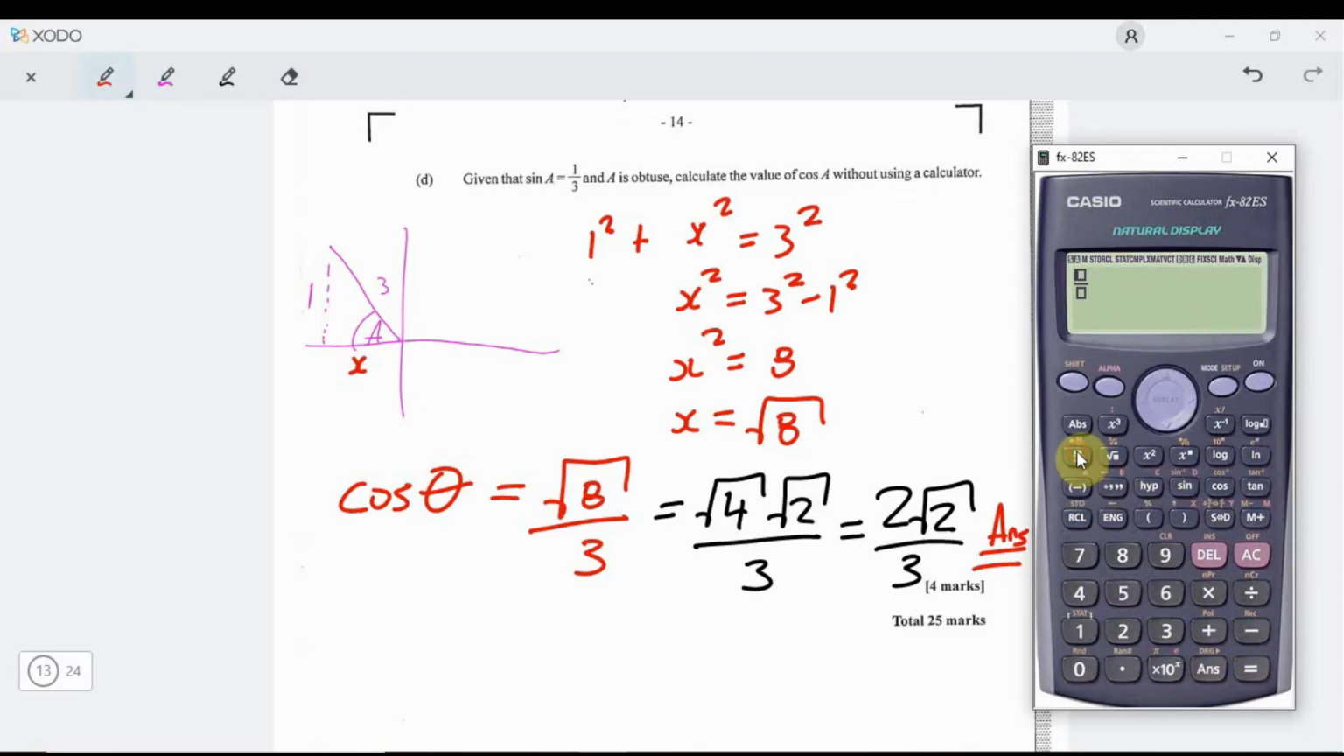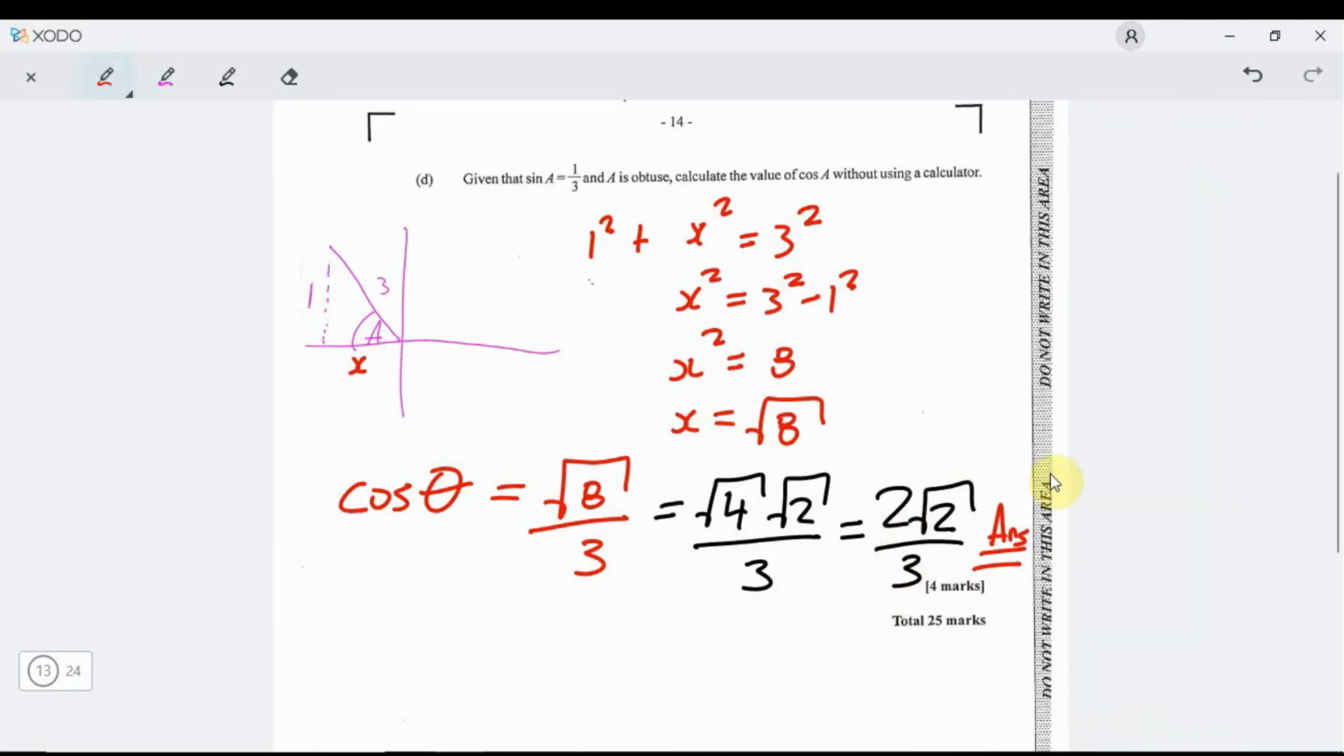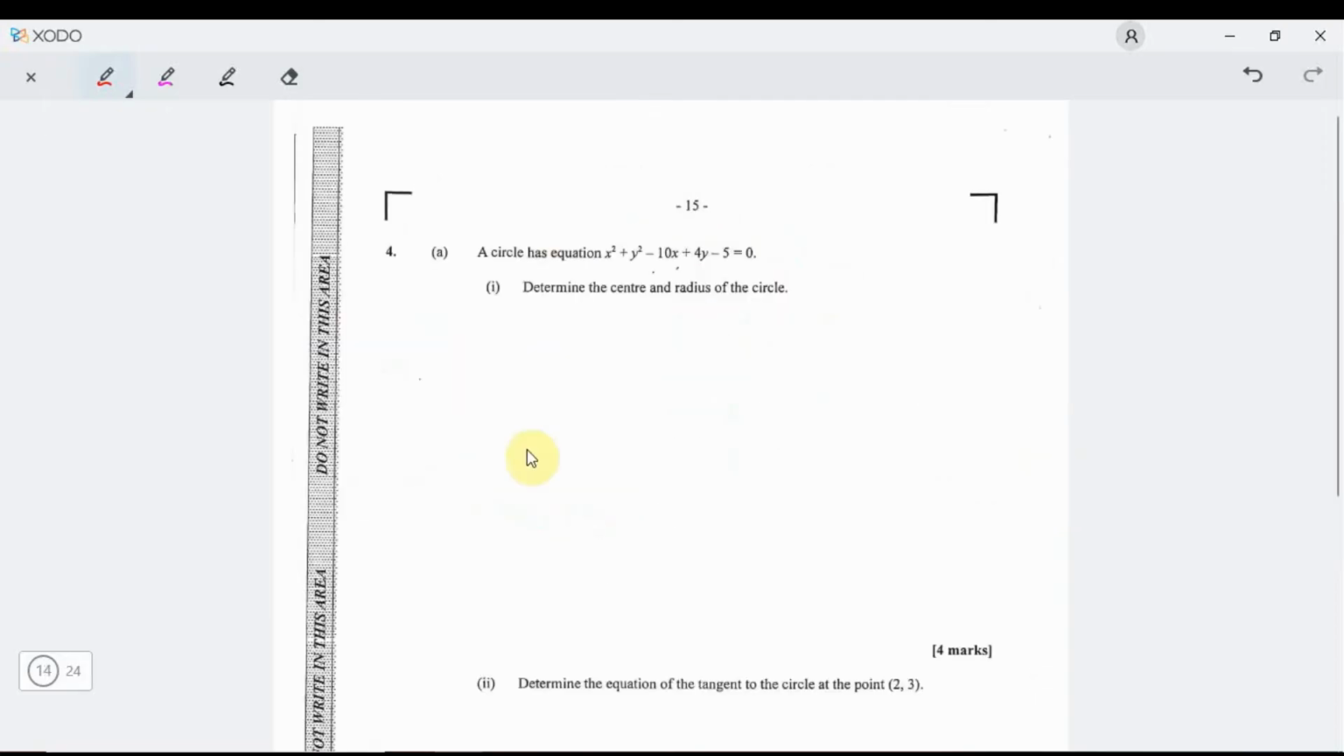Now put 2 root 2 over 3 in the calculator. Guaranteed to get 0.942. See there? Same answer. That's because they are the same. So we verified that this is our answer. Easy 4 marks.